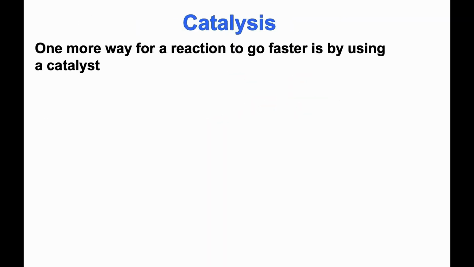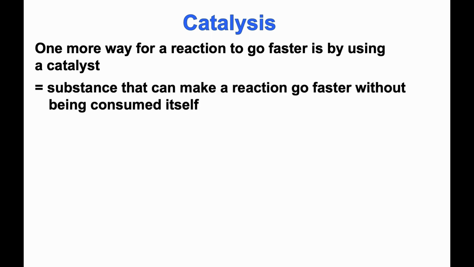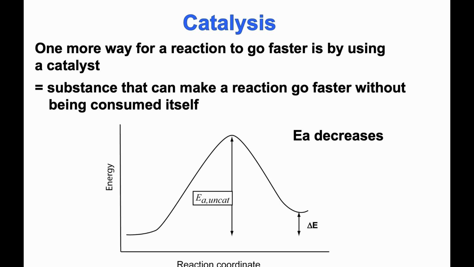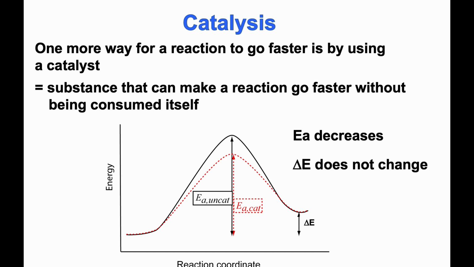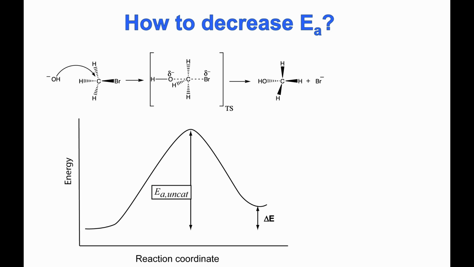One more way that we could consider for accelerating a chemical reaction is to use a catalyst. A catalyst is defined as a substance that can make the reaction go faster without being consumed itself. And its ability to do so depends on its ability to decrease the activation energy compared to the uncatalyzed reactions. A catalyst does not change the difference in energy between reactant and product. This is an important feature of the catalyst. How can a catalyst decrease the activation barrier?